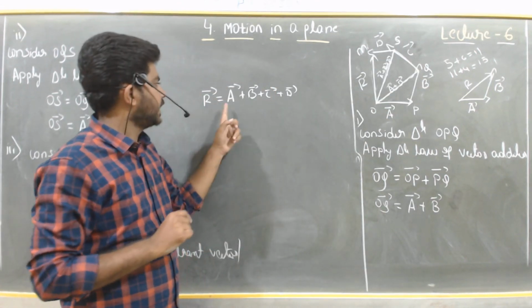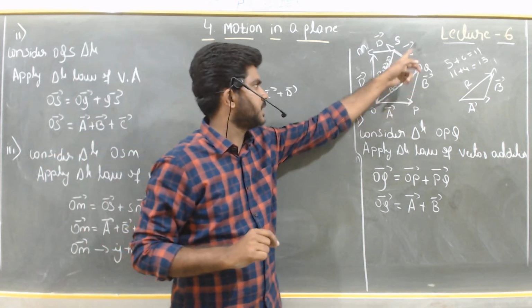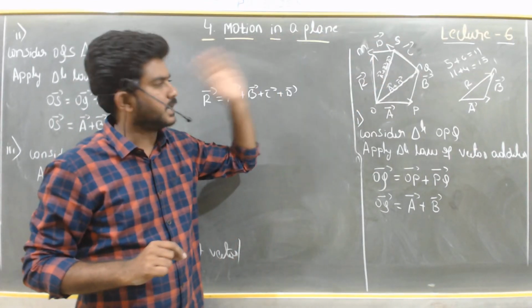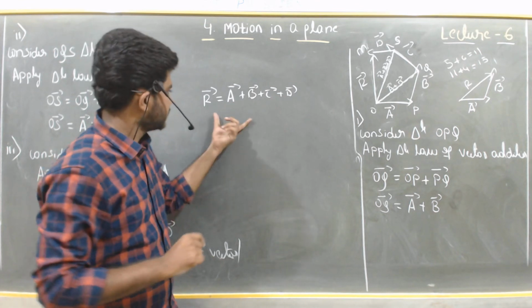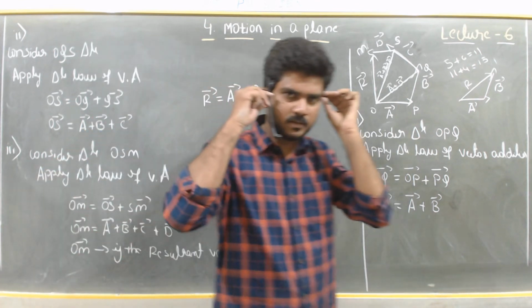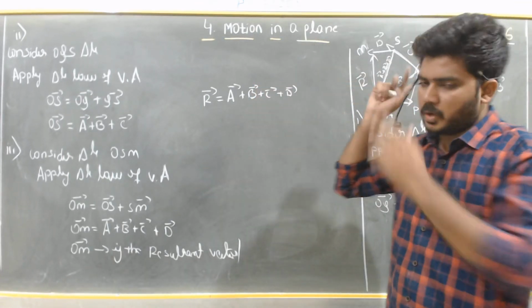It is the same as 5 plus 6 plus 7 plus 8, like adding numbers. Right. So this is the last law of vector addition, which is the polygon law of vector addition.